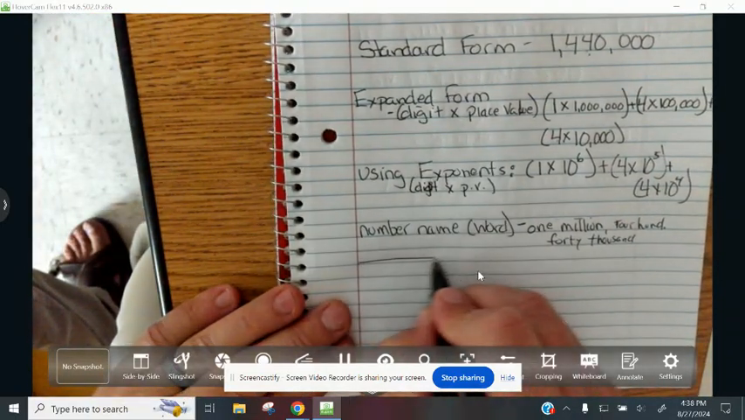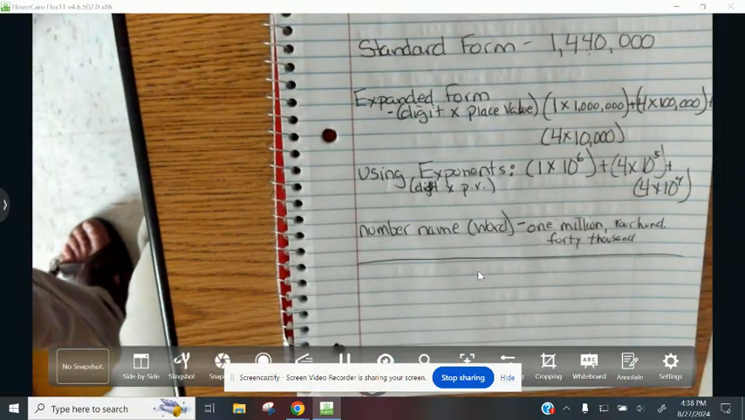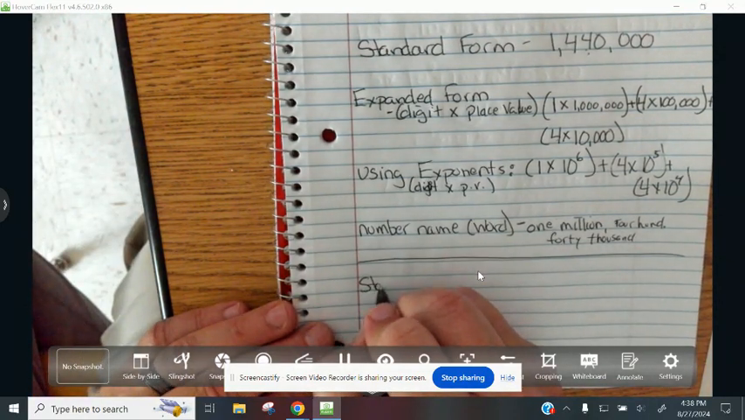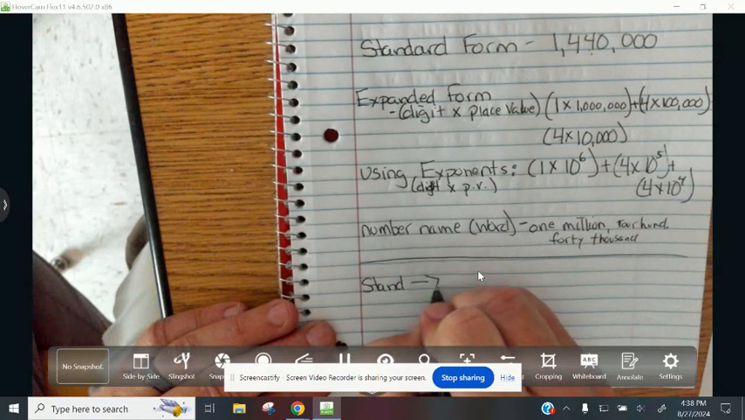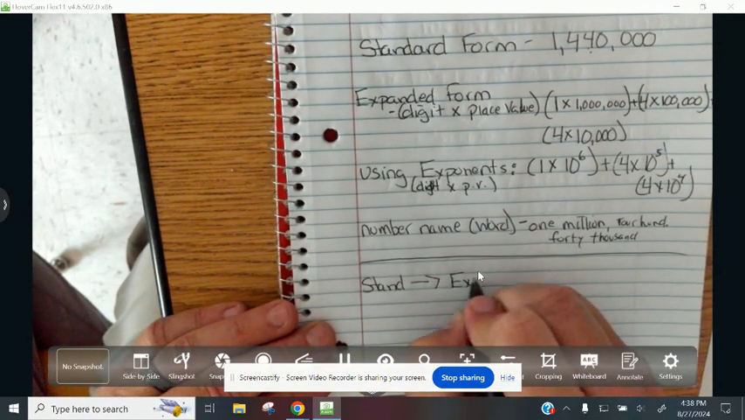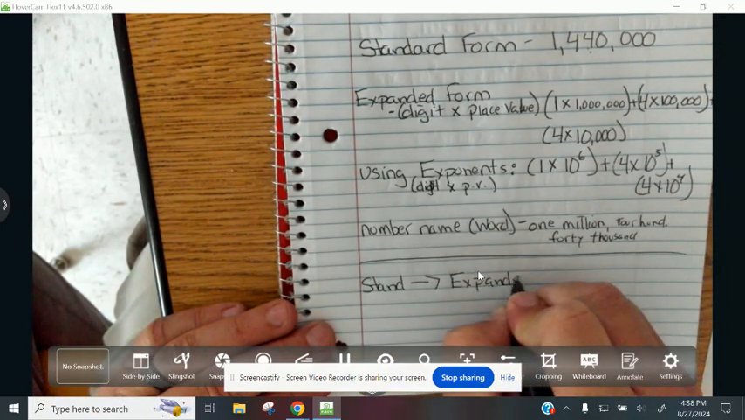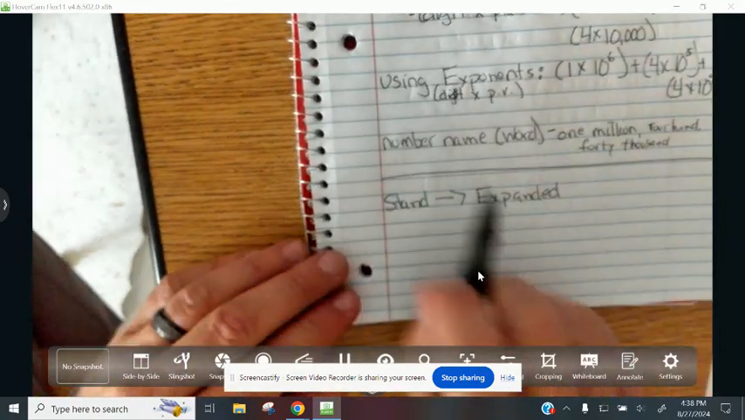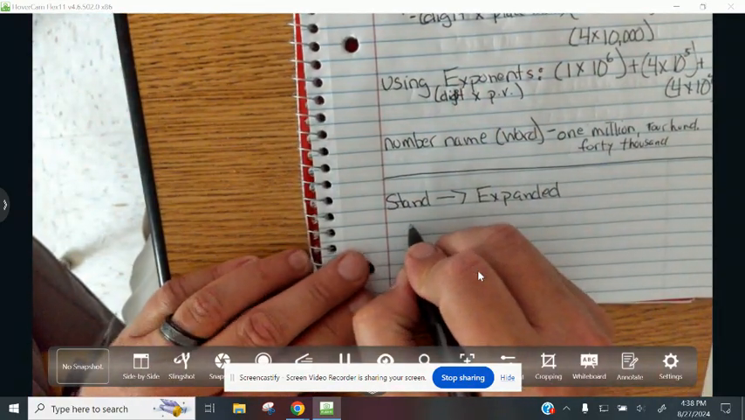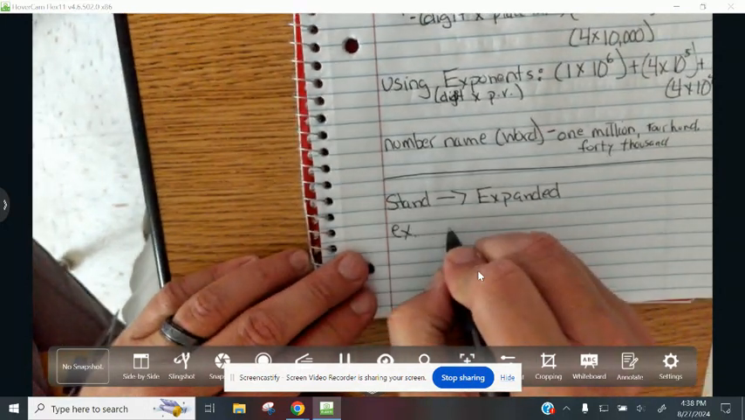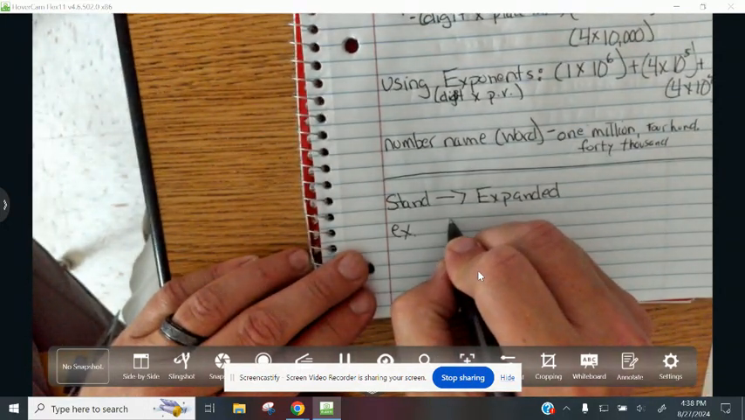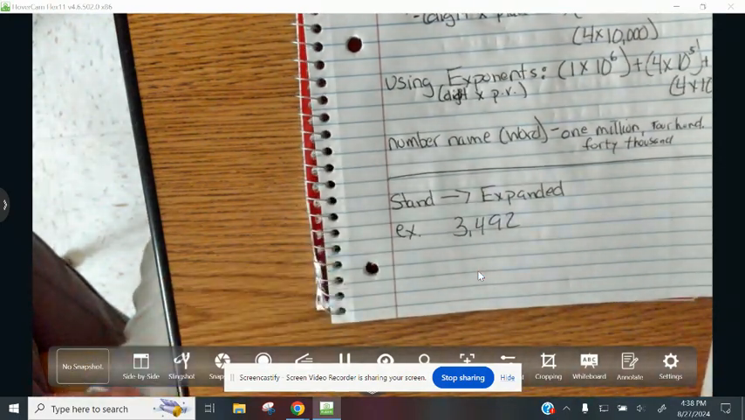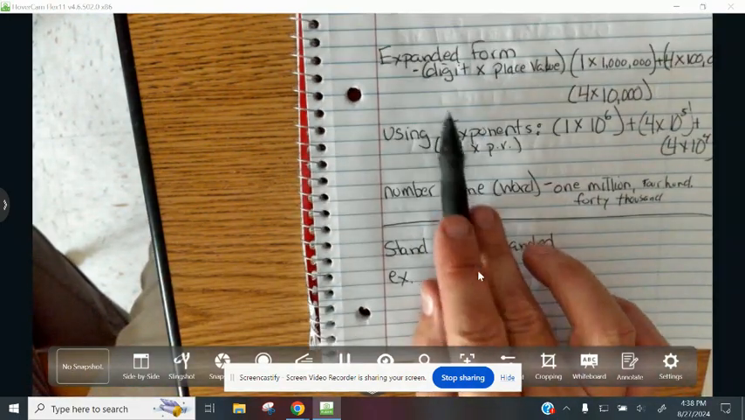So that's all the forms that we're going to learn, but basically we're going to have to learn how to get from form to form, and that's the tricky part. So we're going to do a couple from standard form to expanded form. This one's actually not too bad. We're going to start in standard form, like what we just did up here. Let's start with an example of 3,492.